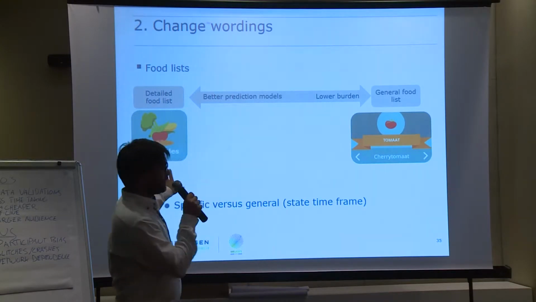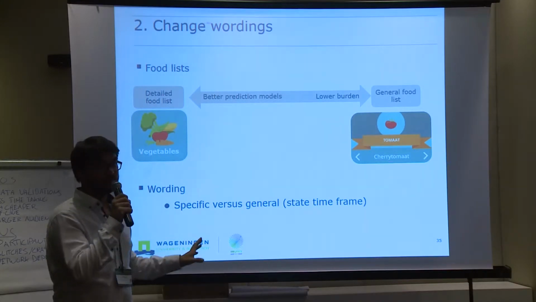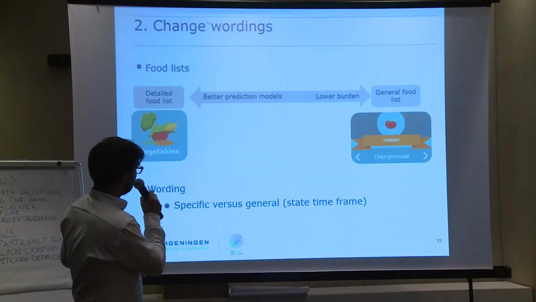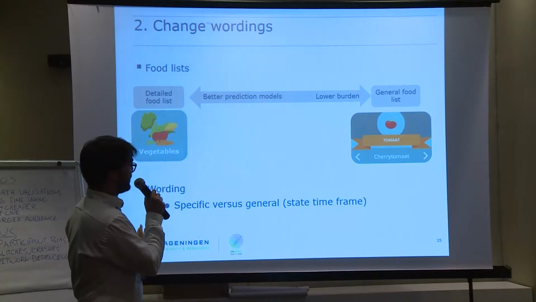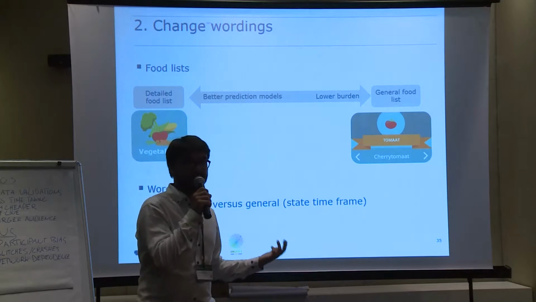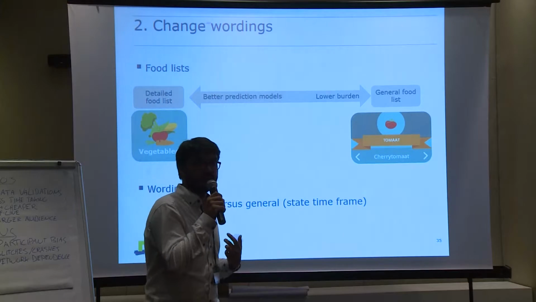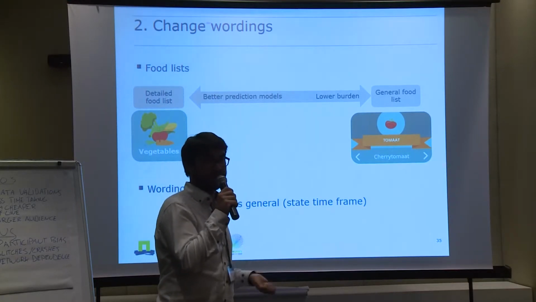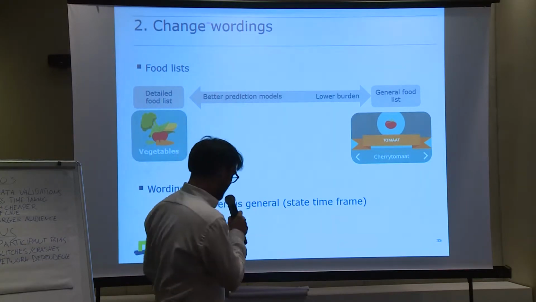Here I also have an example of a food list. You usually need to change that as well. If you want to know it very specifically, which is usually better for your models, as we see, it also increases the burden. If you just want to know how many vegetables you eat and you don't care which vegetables, it makes it easier for the participant. There are also participants that really want to give you all the details they can. So this is also something you need to try out beforehand.